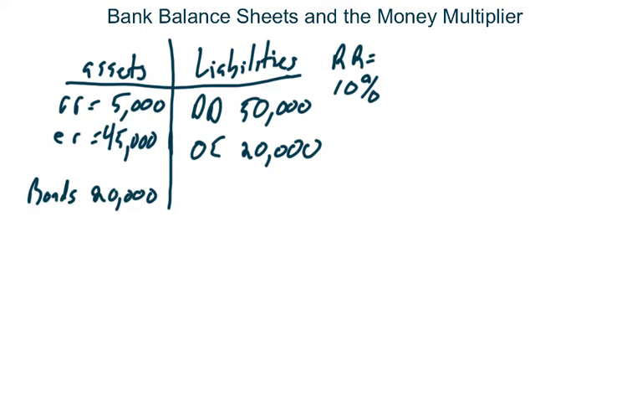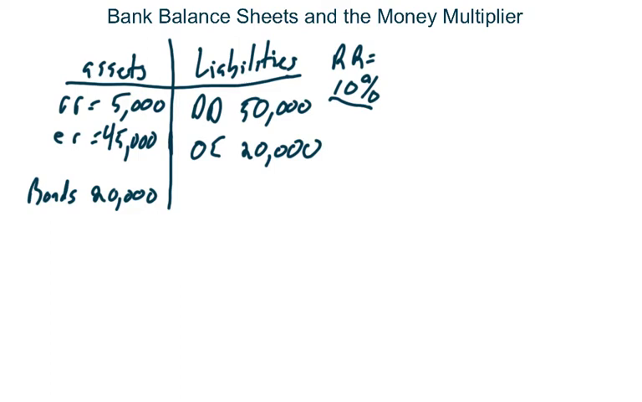We have $50,000 in demand deposits and $20,000 in owner's equity under liabilities. Our reserve requirement is 10%. So under the asset side, we have 5,000 in required reserves. Why 5,000? Well, 5,000 is 10% of 50,000. The rest goes in excess reserves, which gives us 45,000 in excess reserves, and we have $20,000 worth of bonds.